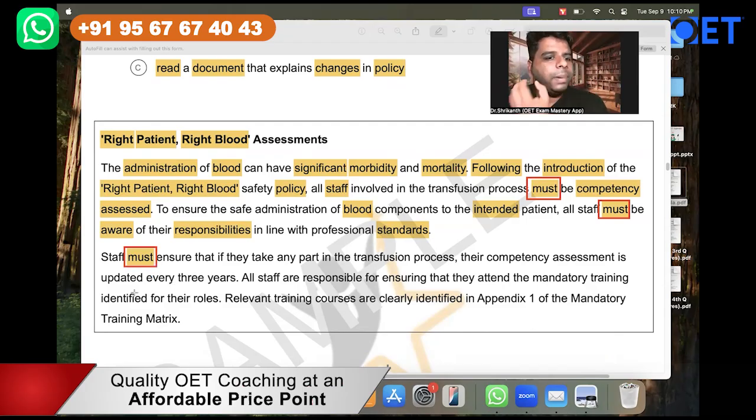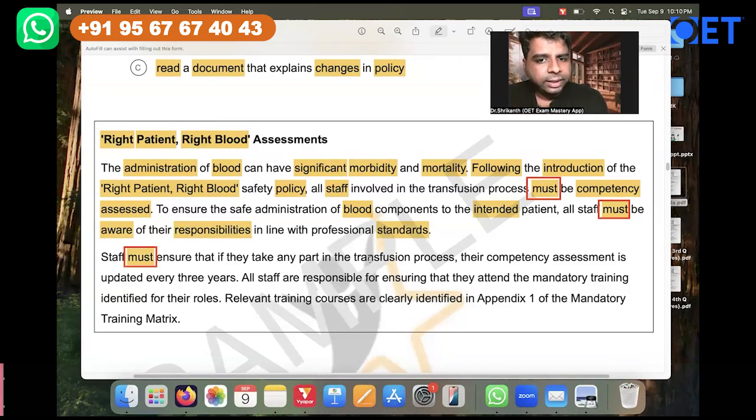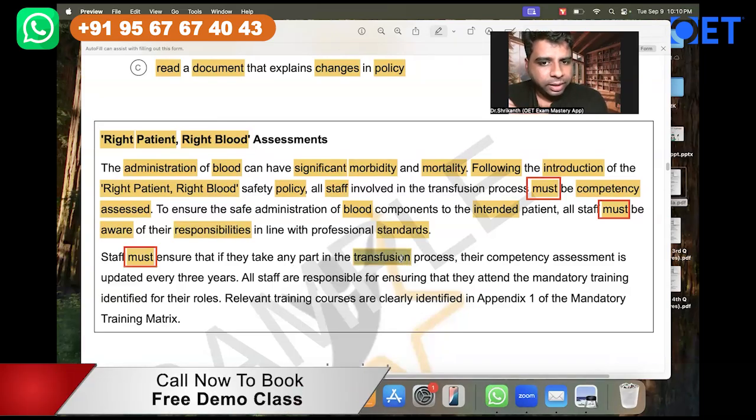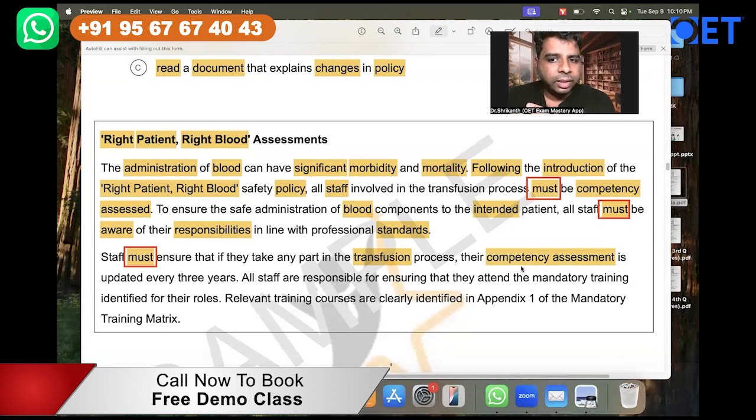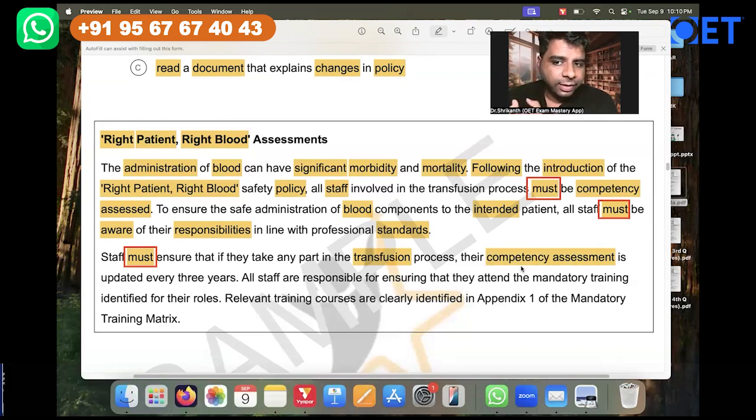The staff must ensure that if they are taking part in the transfusion process, their competency assessment. Now see, assessment basically means what? Checking. Competency basically means what? Their skill level.